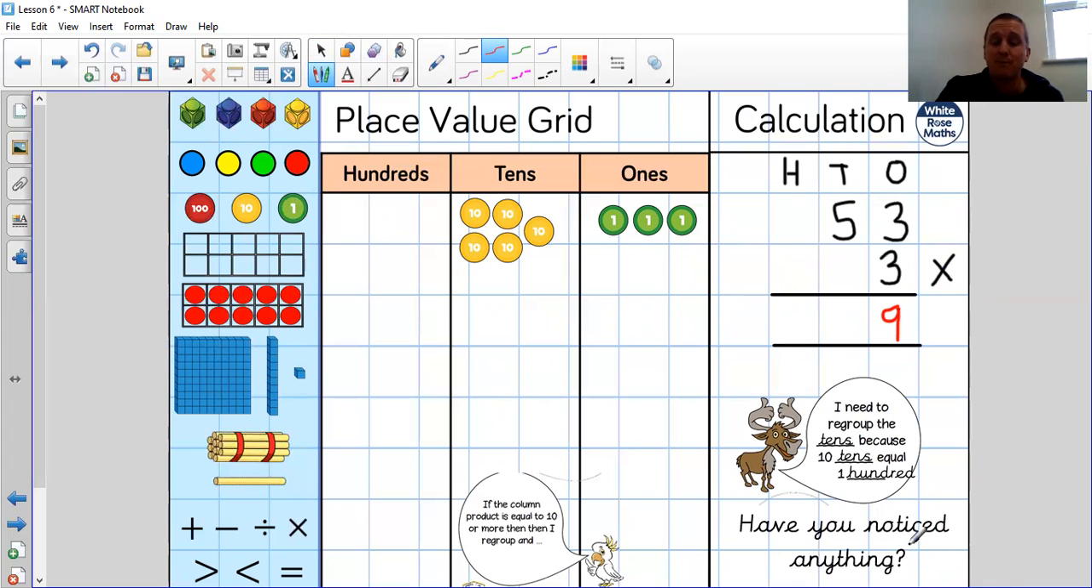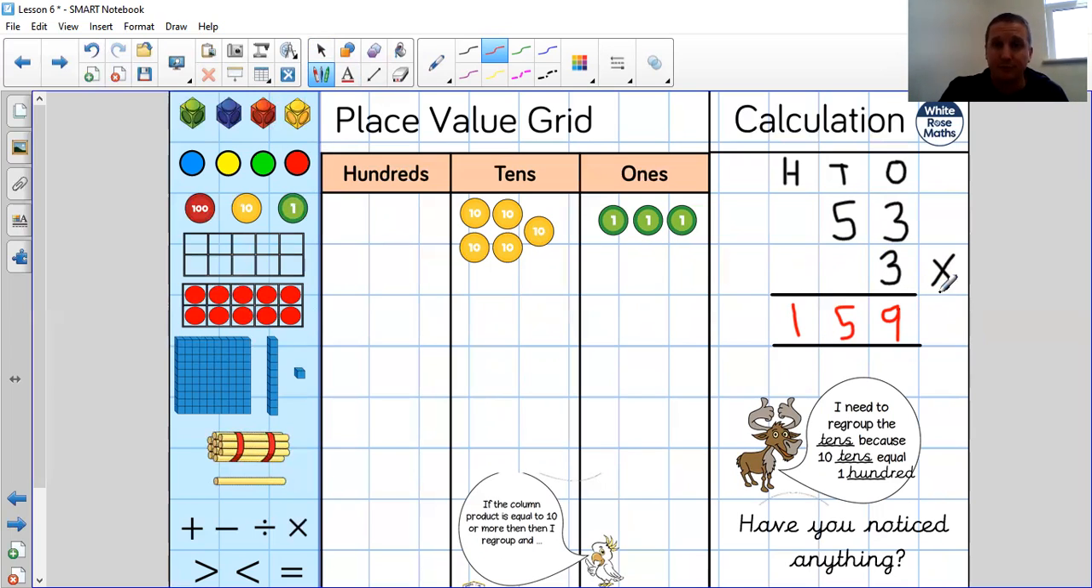Now, have you noticed anything? Actually, what you could do is say, instead of doing three groups of 50, why don't I do 3 times 5? 3 times 5 10s equals 15 10s. And all of a sudden, 15 10s is 150. So I can actually start using my knowledge of multiplication to help me. That's what we did in the second lesson: we looked at multiplying by 10. And that's what we're using today.